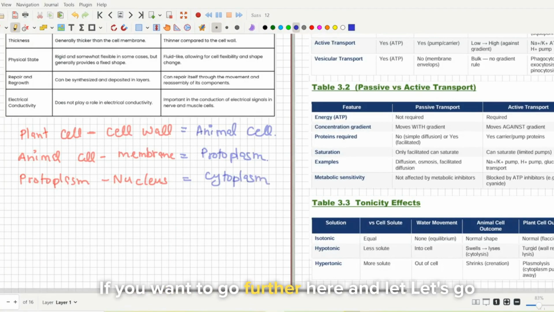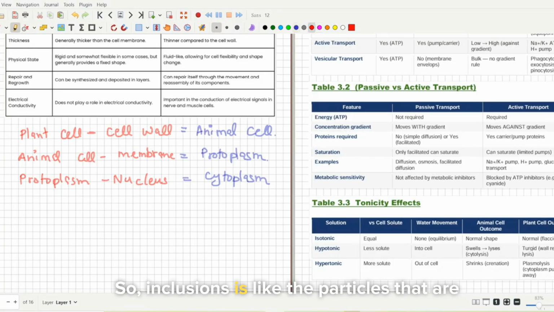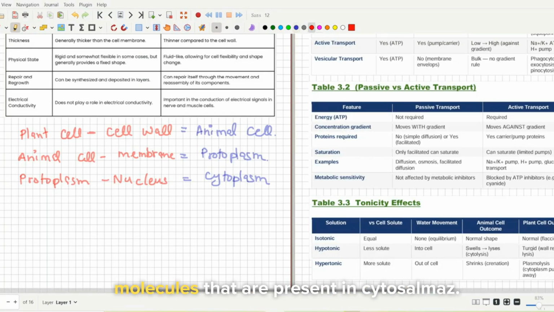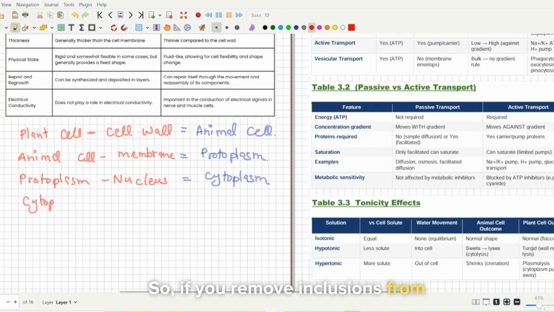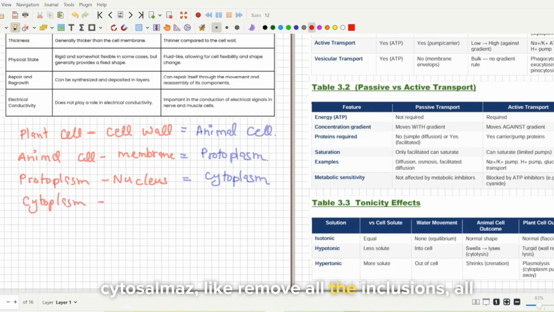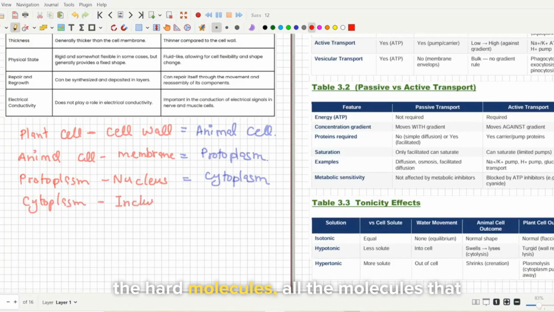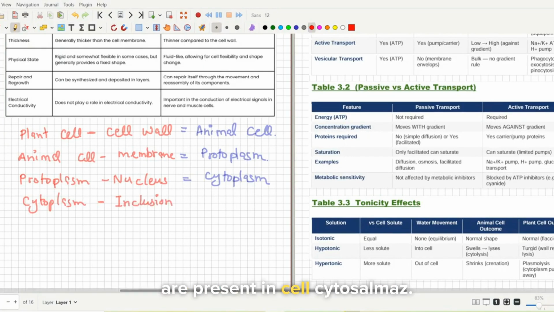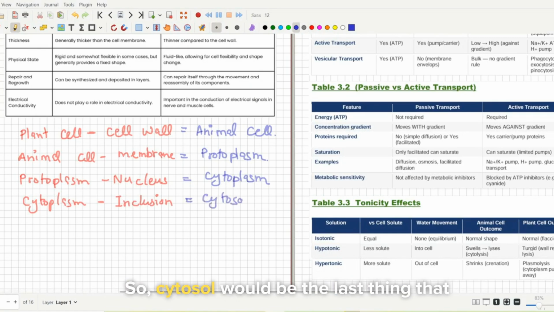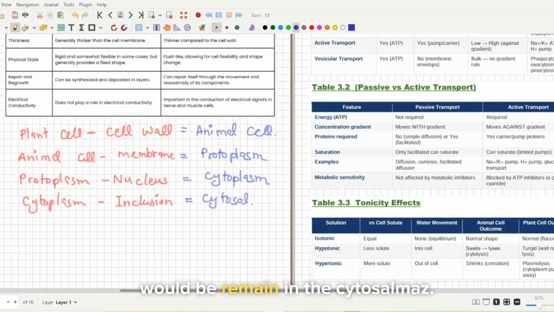If you want to go further here, as you can see, cytoplasm contains two parts, cytosol and inclusions. Inclusions are like the particles, the molecules that are present in cytoplasm. So if you remove all the inclusions, all the hard molecules, all the molecules that are present in cytoplasm, the remaining part would be the cytosol. So cytosol would be the last thing that would remain in the cytoplasm.